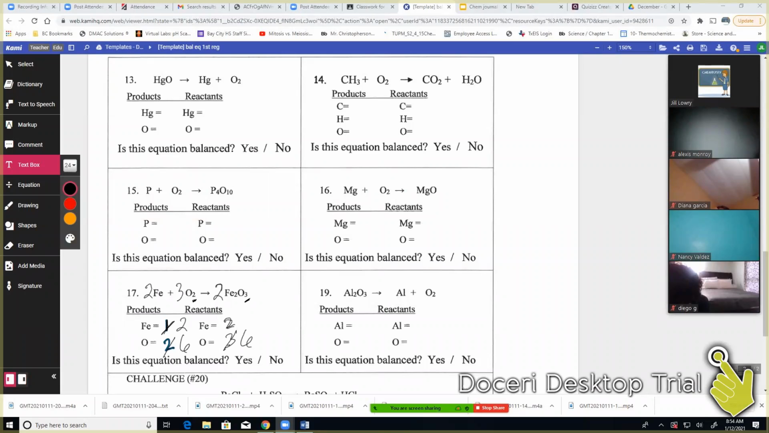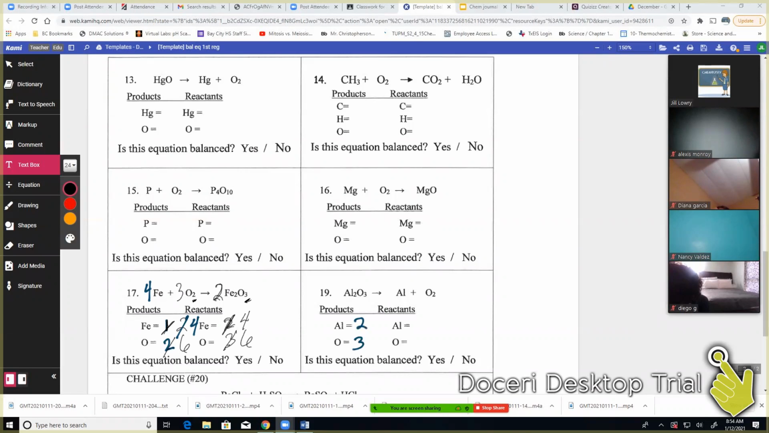But in that process, because I put this coefficient of 2 here, it changed my oxygen, but it also changed my iron. 2 times 2 is 4. But that's no problem. All I'm going to do is say, I don't need 2 iron on this side. I need 4. So I'll erase that and change that to 4. And now everything should be balanced. And that happens sometimes. You have something you think is correct, and then you have to go back and change it. Let's look at 19.